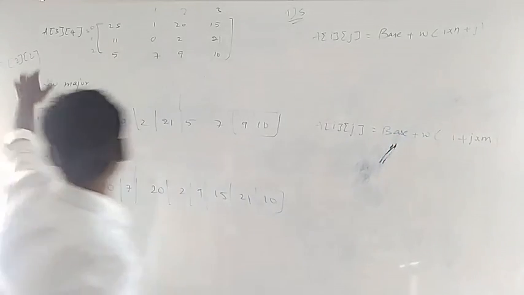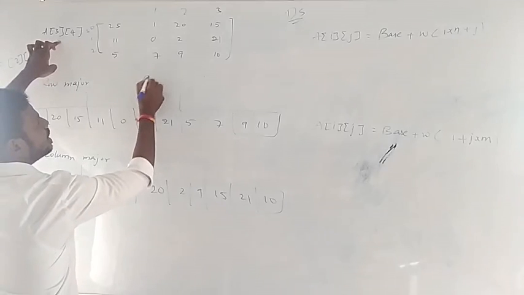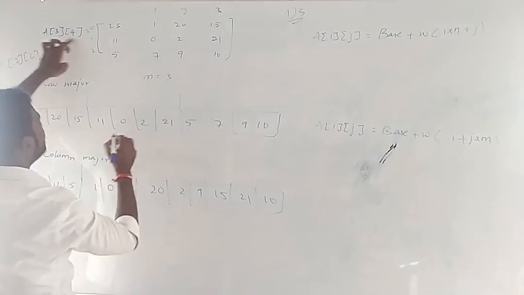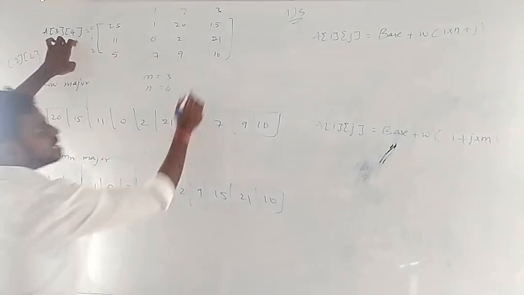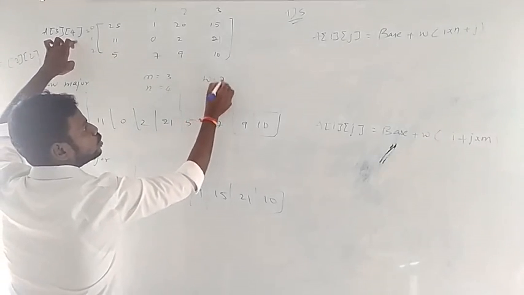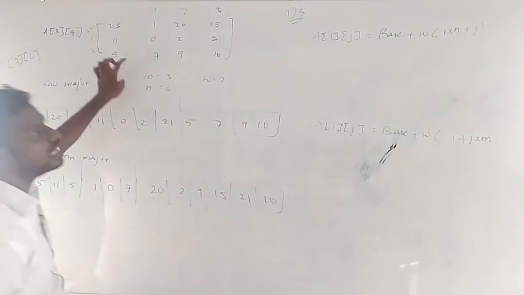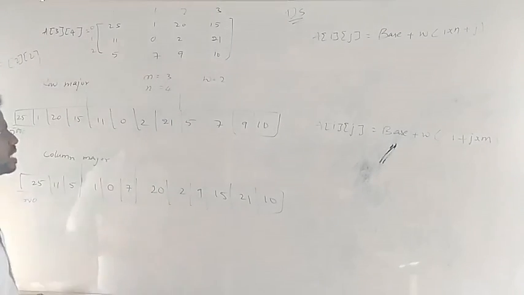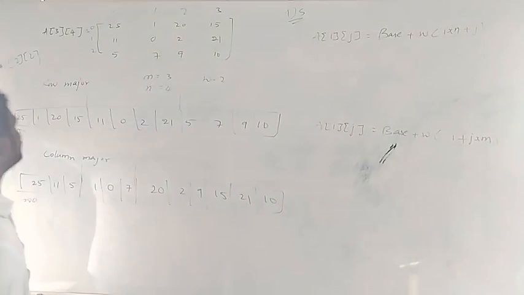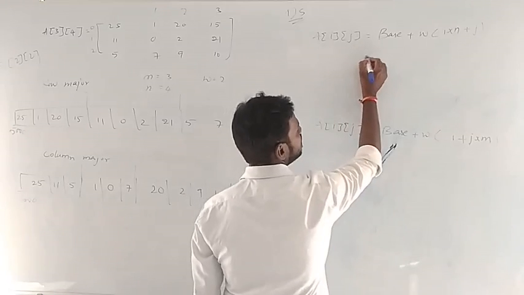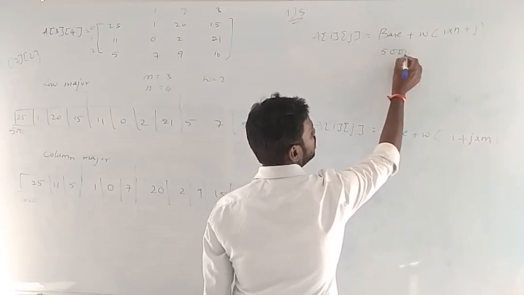Here, the number of rows m is 3, the number of columns n is 4, and the size of the element w is 2, because we are storing integer values. These are the basic information that we need to find the address. The base address given is 5000. Now for row major representation, they want the address of A of 2, 2, and I will place the values in the formula.